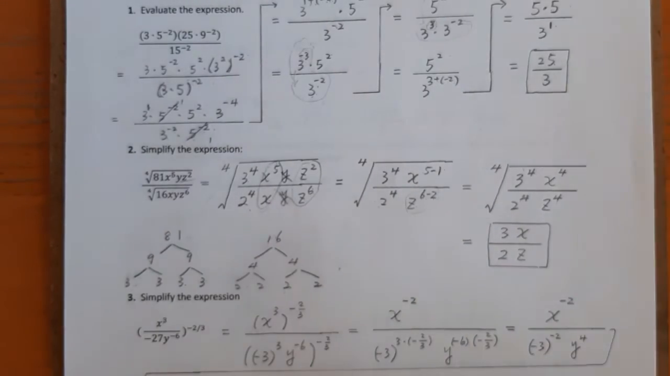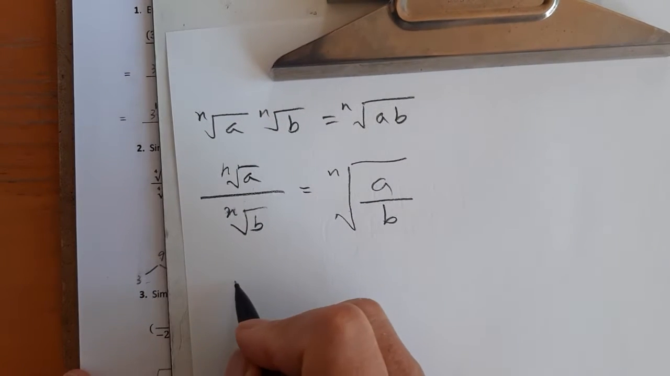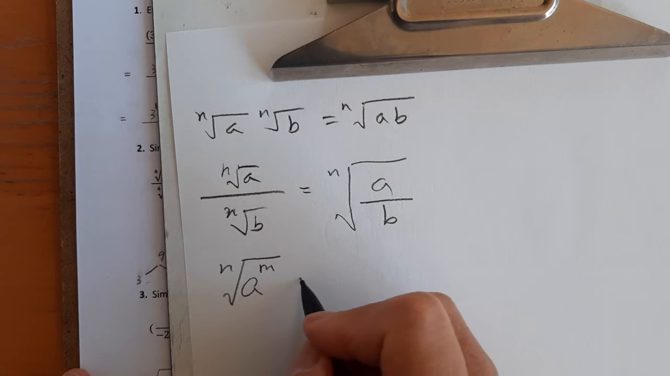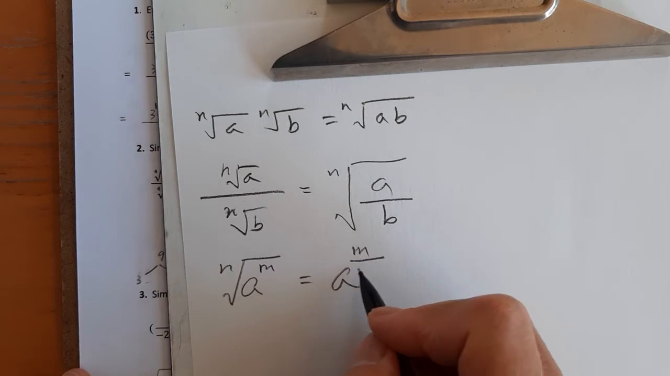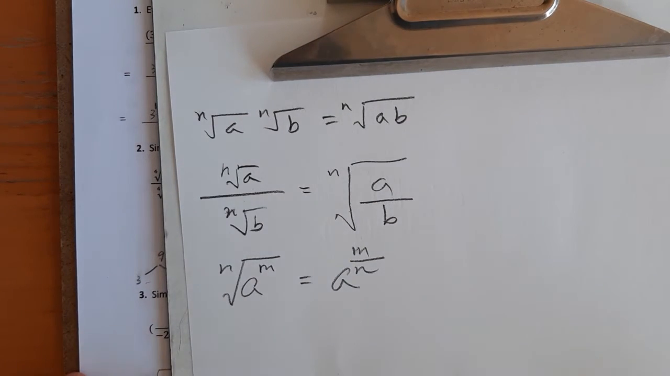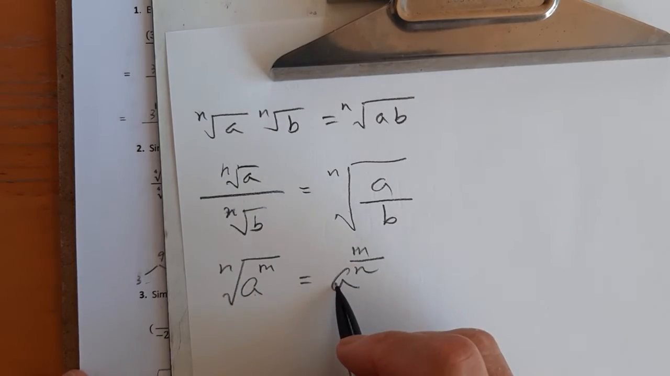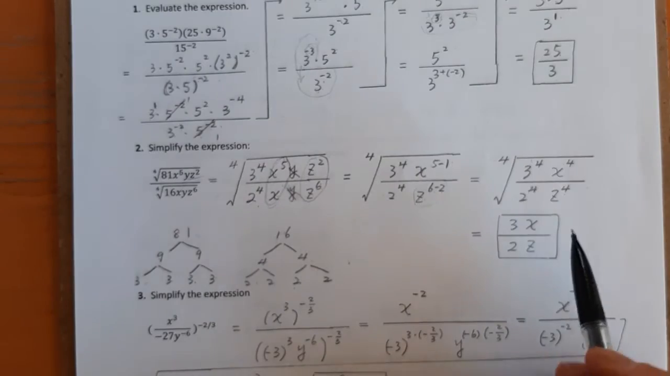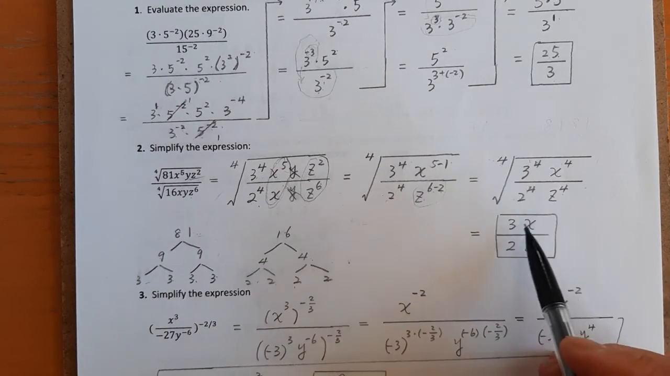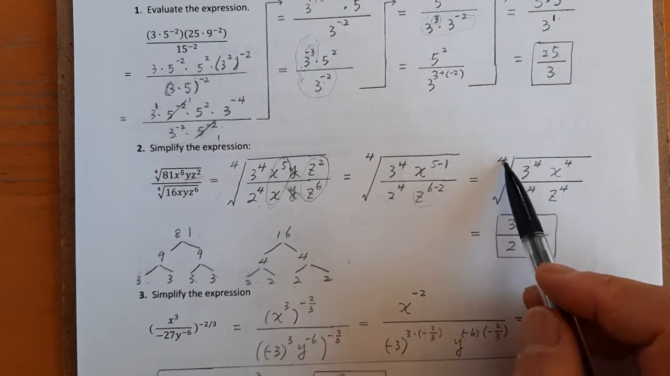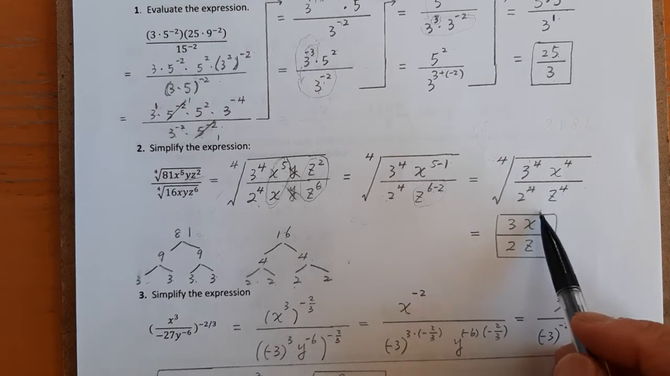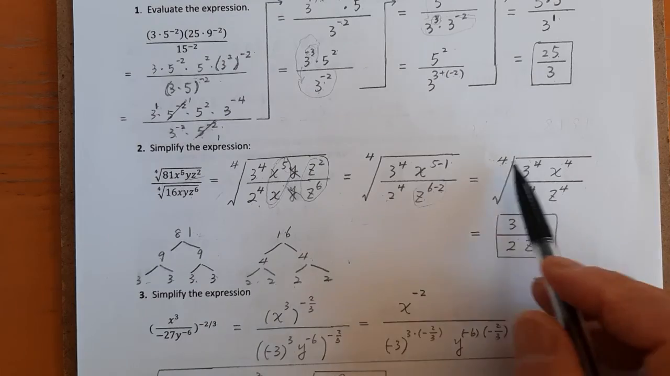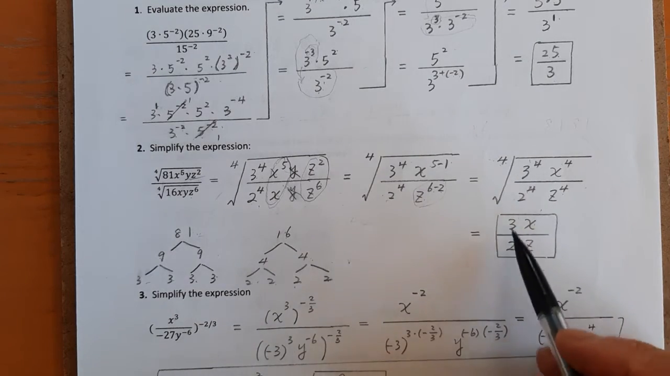If the nth root of a to the power m equals a to the power m over n, that is the exchange from radical to exponent, and from exponent to radical. So 4 over 4 is 1, so 3 to the power 1, x to the power 1, 2 to the power 1, and z, 4 over 4 is 1. The exponent 1 you don't need to write out.